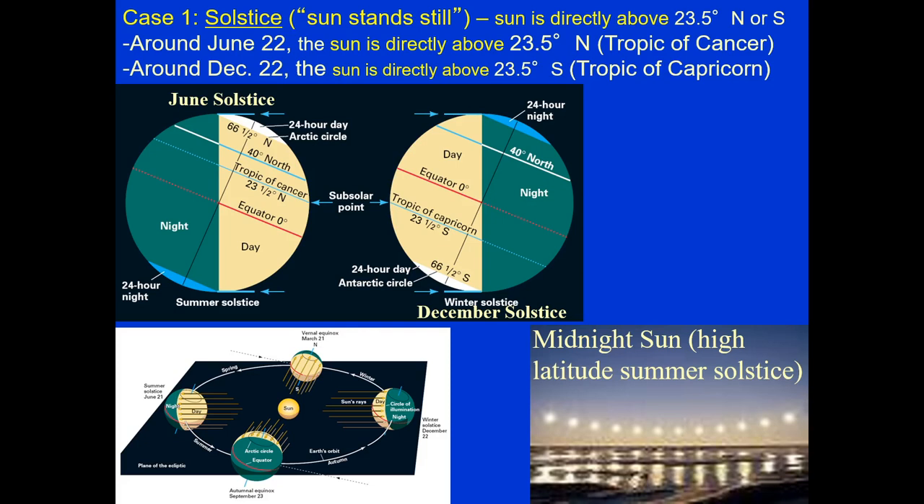Okay. So on the summer solstice, the subsolar point, which is the point at which the sun's rays are coming down directly overhead, is directly over the Tropic of Cancer in the north. During the winter solstice, it is directly overhead the Tropic of Capricorn in the south. So that's why we have the tropics at 23.5 degrees north and 23.5 degrees south.